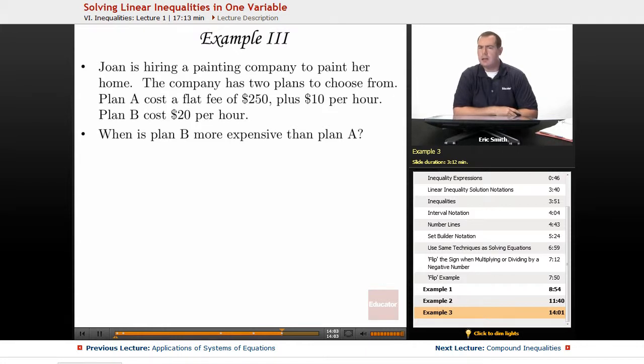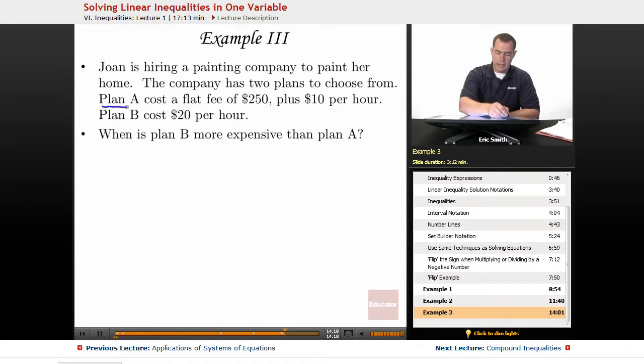In this last one, I picked a little bit more of a word problem, so you can see that inequalities are important even in applications. This one says that Joan is hiring a painting company in order to get her house painted. And the company has two plans to choose from.